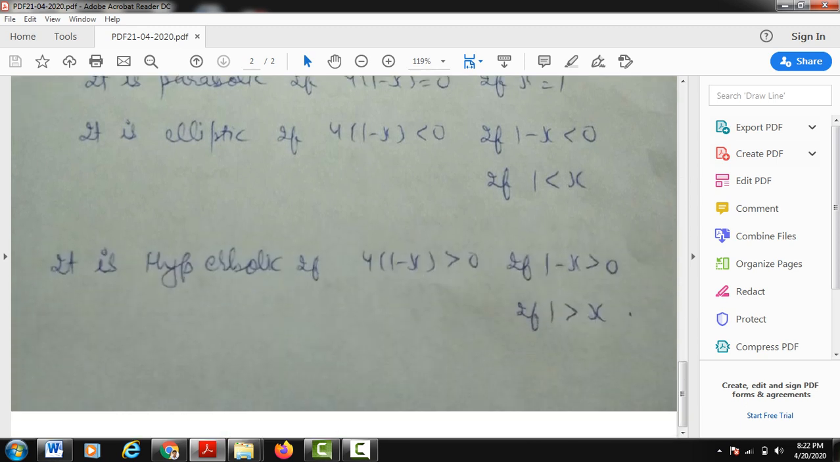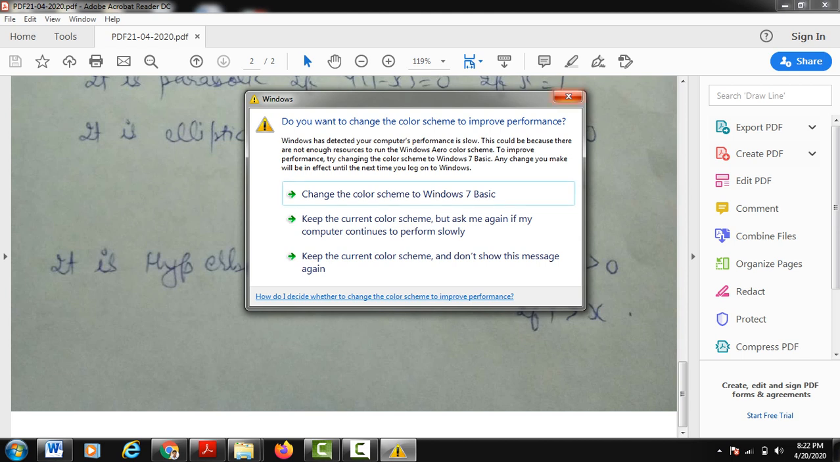And the last case I am going to discuss: the given equation will be hyperbolic if your b square minus 4ac is greater than 0. So what is b square minus 4ac? It is 4 into 1 minus x again, if it is greater than 0. So 1 minus x is greater than 0, that is if 1 is greater than x.